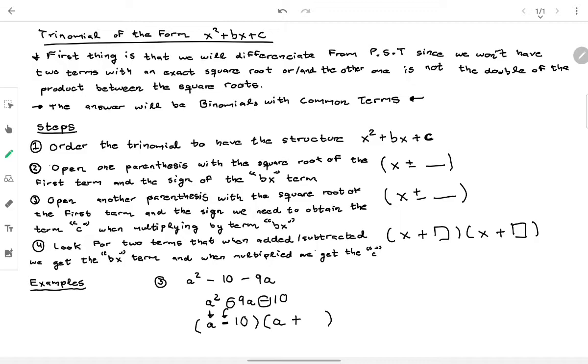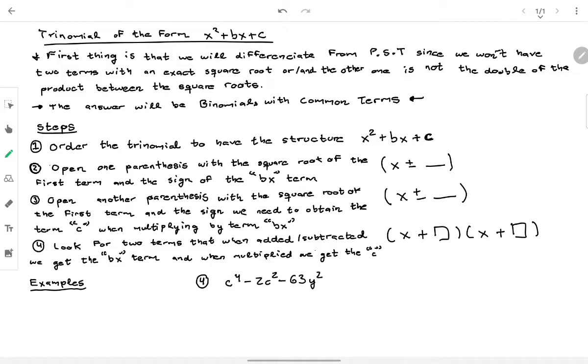So it's going to be 10 and 1. Because if I multiply minus 10 by plus 1, I will get a minus 10. If I add minus 10 and plus 1, I will get a minus 9. So this is going to be the actual answer for this specific exercise. Let's see one other exercise.